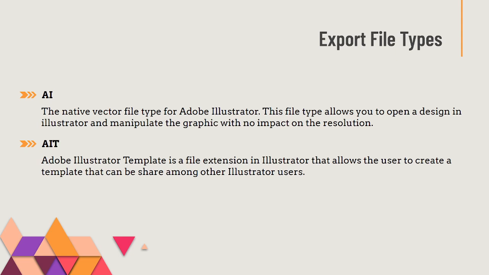An AIT file is an Adobe Illustrator template, and it is a file extension in Illustrator that allows the user to create a template that can be shared among other Illustrator users. So this is really great if you work at a company and you've created a business card in Illustrator and you want to be able to share it with multiple people, but you want them to follow certain rules and regulations. You don't want them going rogue on the business card. So you can create a template that means that they have to follow certain rules that you have set up within that template. And this is really great if you have multiple designers or, you know, you're sending it between different parts of the company that each part has different designers so everyone's on the same page.